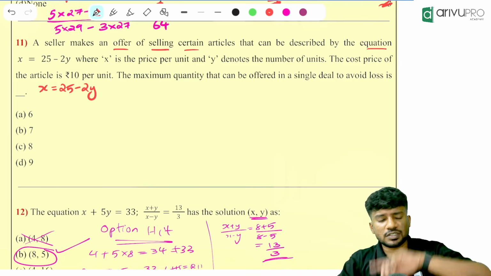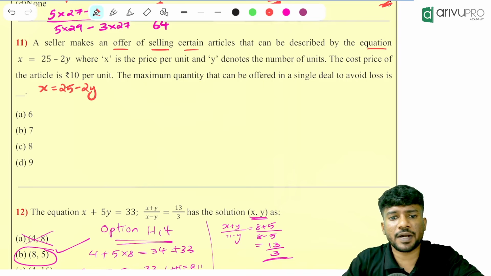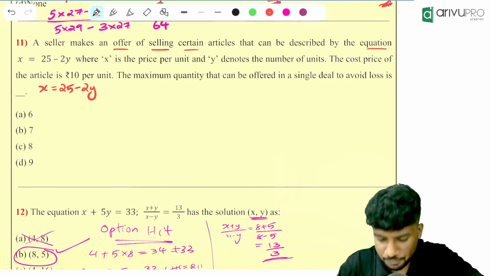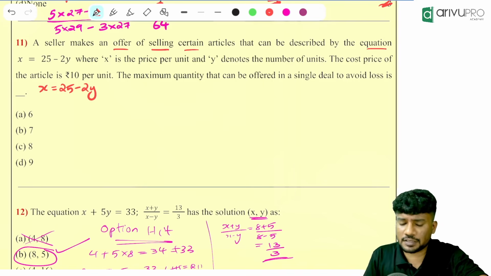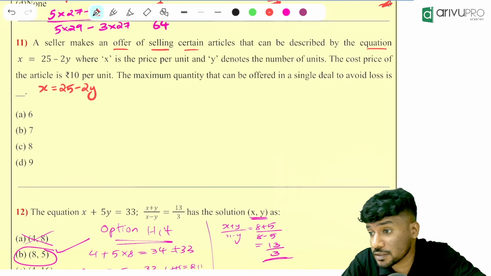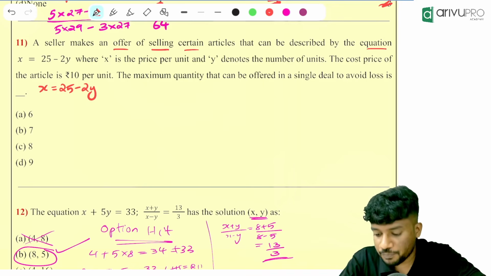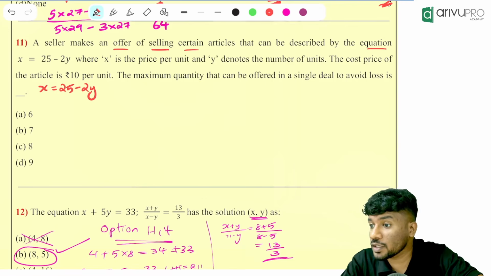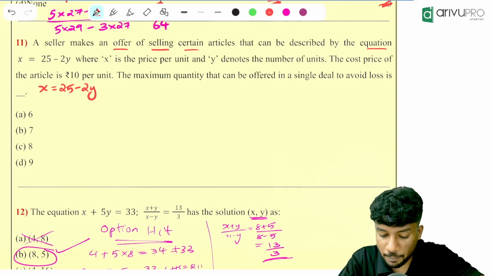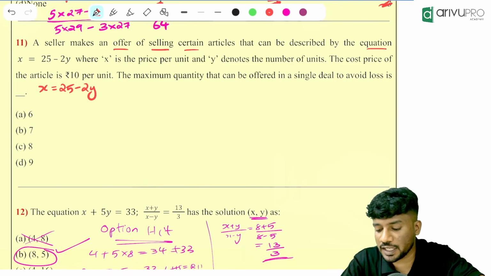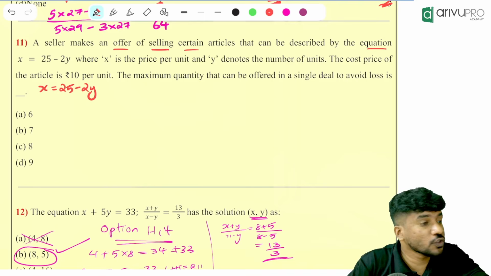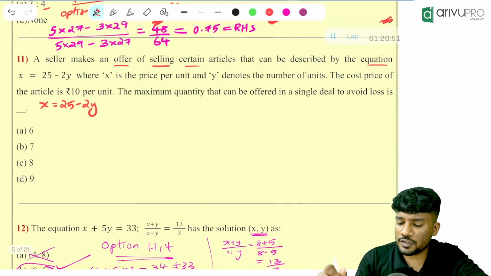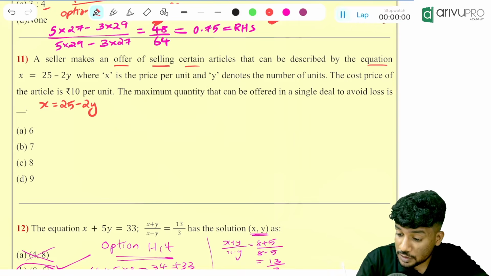Then x is the price per unit. X is the price per unit means what? One article will cost how much? X rupees. Okay. Then y denotes the number of units. That is y. The cost price of an article is 10 per unit. Per unit, how much is the cost price? 10 rupees. The maximum quantity that can be offered in a single deal to avoid loss is how much, is the question. Everyone try to solve it. Then I will solve it along with you. Okay, the timer starts now.